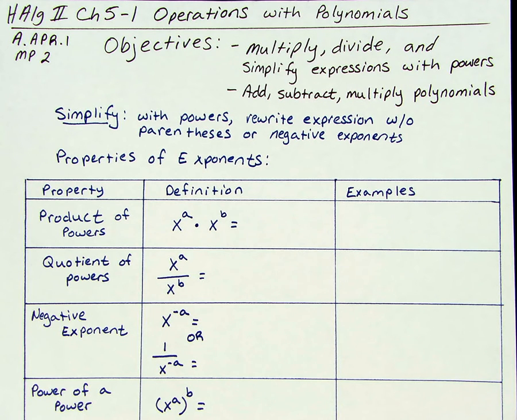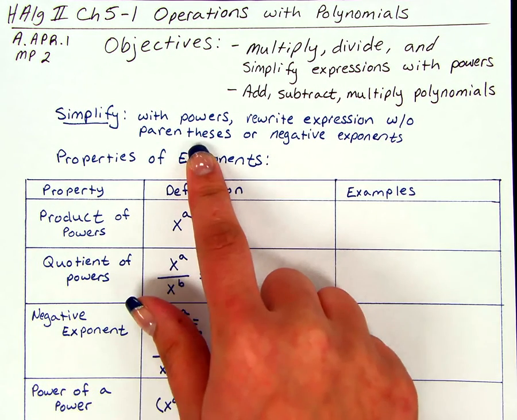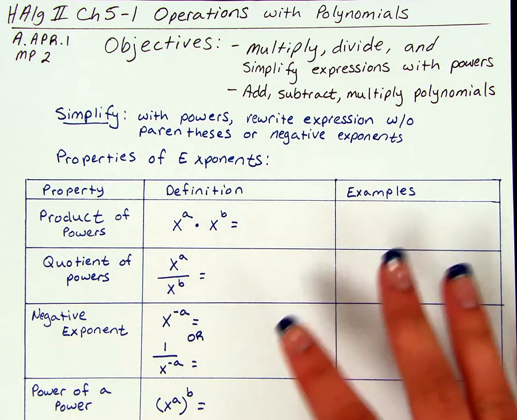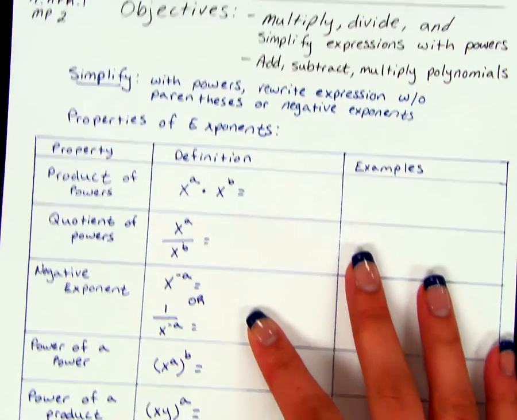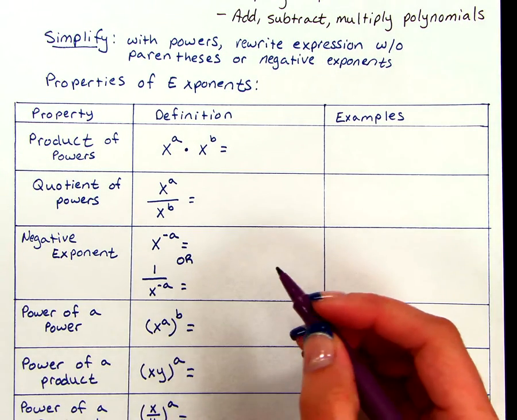So when we're talking about simplifying with a power rule, we want to have powers without parentheses and no negative exponents. Okay. So I have a table set up with the different rules. So we're going to talk about the general rule and then do an example of it. Okay. So if we have the product of powers, we are going to be adding the exponents. Now we have to be careful because in order to add exponents, they have to have the same base.